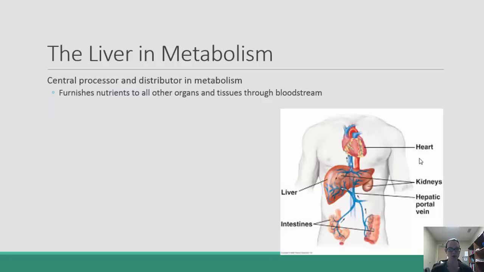Our adipose tissue serves as a reservoir for stored fat to provide fuel to the rest of the body. And our liver, our major organ here, is the central processor and distributor in metabolism, which means it furnishes the nutrients to all the other organs and tissues through the bloodstream. And we've talked about how we have our hepatic portal vein that connects our intestines to our liver for the processing of our nutrients, generally.